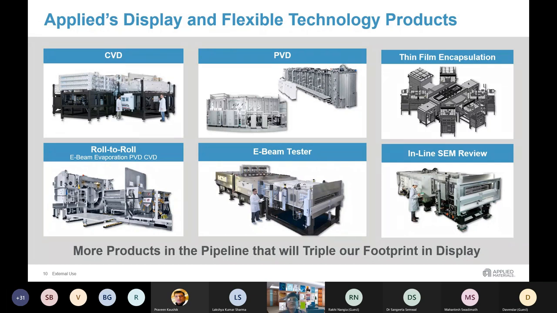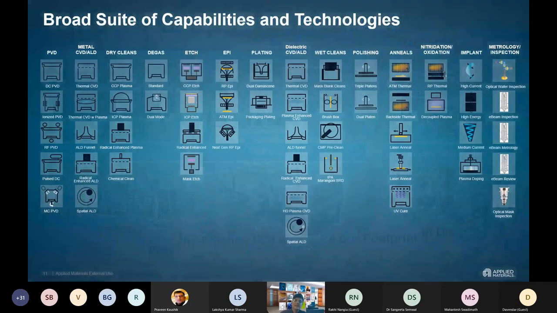Any display you see in the world would have been touched by an Applied tool in its production cycle, whether it is a LED TV, LCD TV, a smartphone, touchscreen, a tablet, a computer monitor, you name it. In a semiconductor chip, our technology is creating the circuitry on the silicon wafer. In a display factory, our equipment is making the circuitry on the glass substrate, or in future on flexible substrates. So you're getting a feel of our capabilities. We have really a very, very vast suite of equipment portfolios.